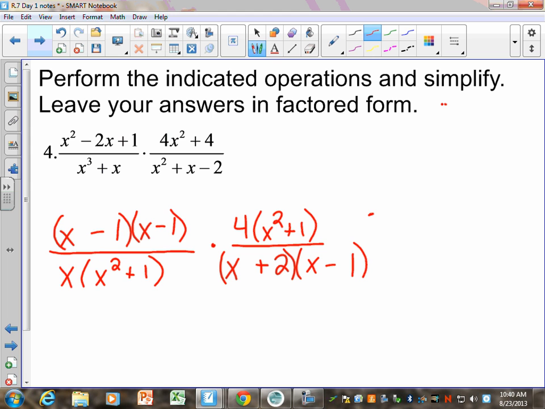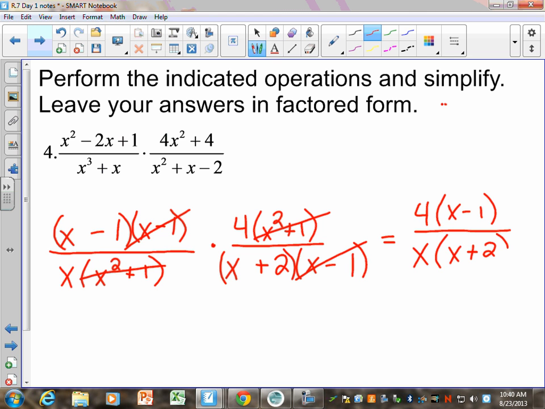So what can I cancel out? I can cancel out this entire x squared plus 1 with this x squared plus 1. And I can cancel x minus 1. Doesn't matter which one you cancel with, just one of them up there. And I think that's all we can cancel, which means what I have left now, I'm just going to multiply across 4 times this. Leave in factored form means they don't want you to put the 4 in there. They just want you to write that as 4 times x minus 1. And on the bottom, we have an x and an x plus 2. And they want you to leave your answers like that, which actually saves you work. You don't have to distribute and simplify it.